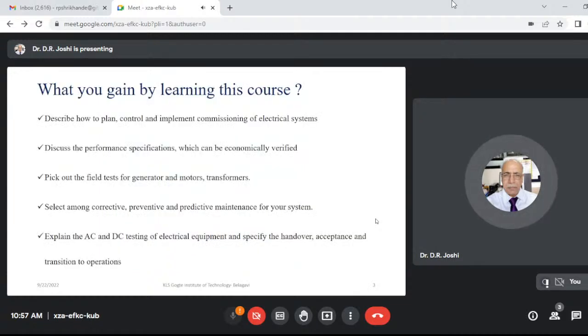So what do you gain by learning this course? The first utmost thing is you will come to know how to plan, control and implement commissioning of electrical systems in a given industry or any big shopping complex or substation, anything. Second, you can discuss the performance specification, which can be economically verified: how to select the particular specification for the task, and what are the economics behind selecting a proper specification.